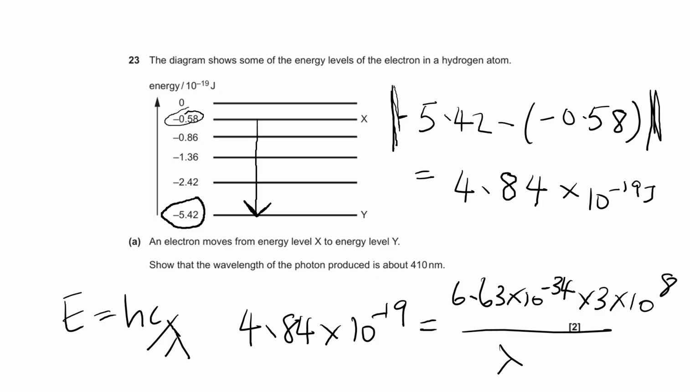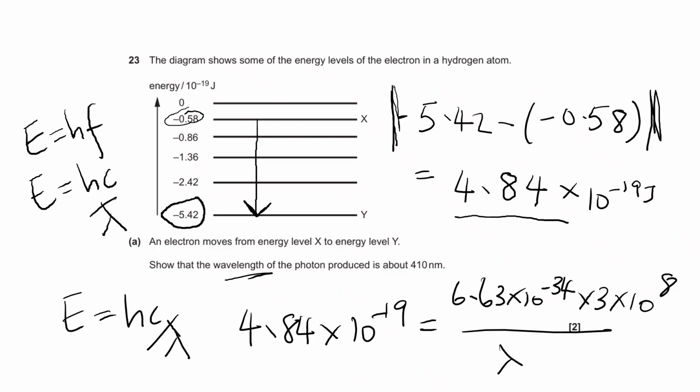joules. We're using the equation E equals hf, but also E is equal to hc over lambda, right? We want to work out the wavelength. So this is your E, E equals hc over lambda. Rearrange for lambda, and you should get 410 nanometers, right? So this is your energy, this is your h, this is your c, and then rearrange for lambda.